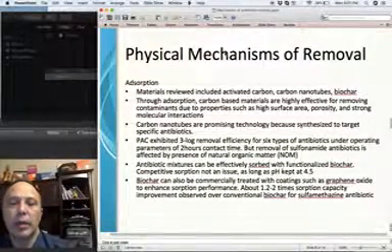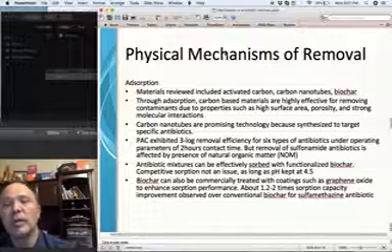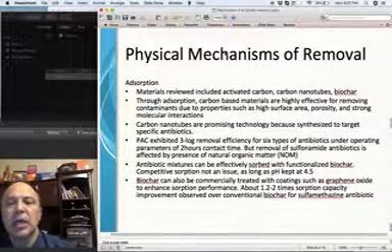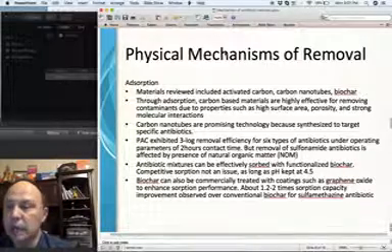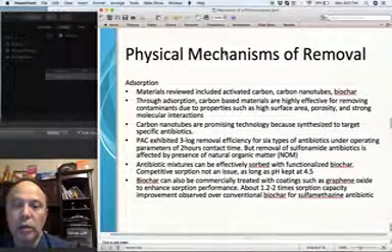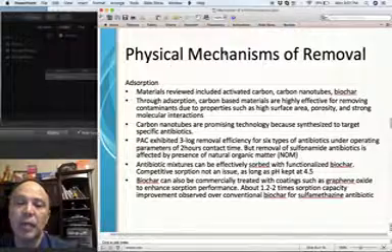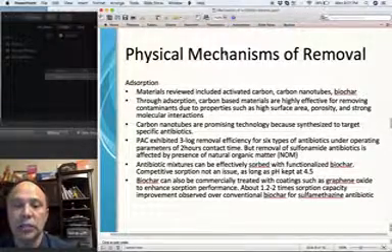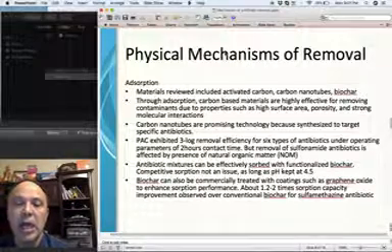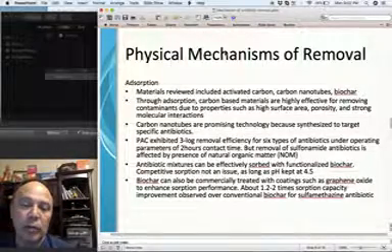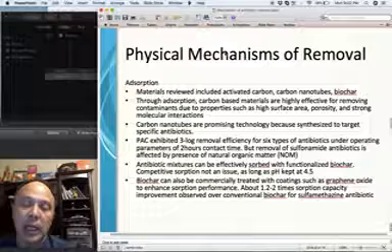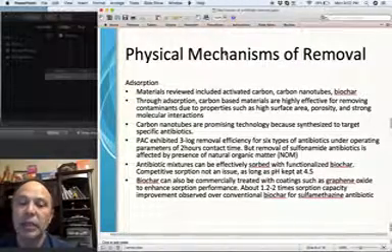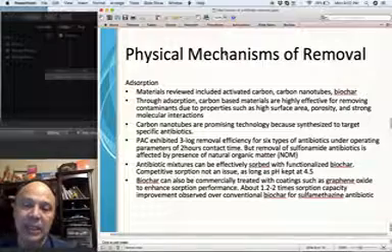So, in my paper, I start off with physical mechanisms and I discuss adsorption such as activated carbon, carbon nanotubes, and biochar. And through adsorption, carbon-based materials are highly effective because of their properties, such as high surface area, porosity, and strong molecular interactions. There's one technology that was reviewed called carbon nanotubes. This is very promising because it can be synthesized. That means it can be designed to target specific antibiotics.